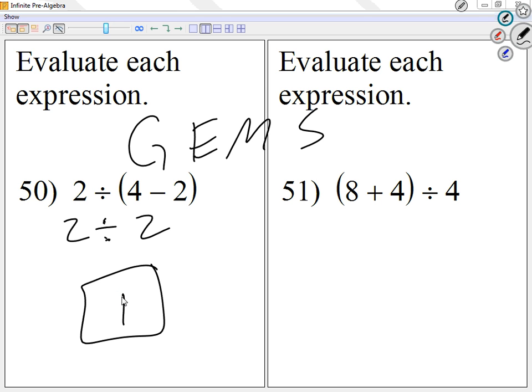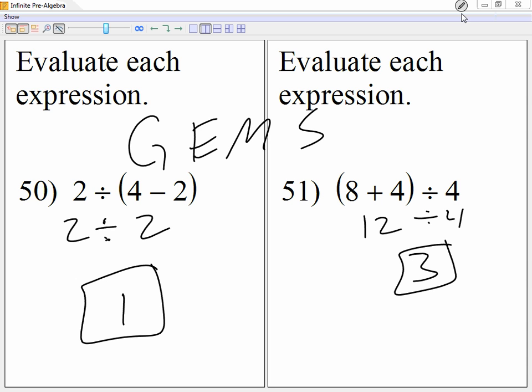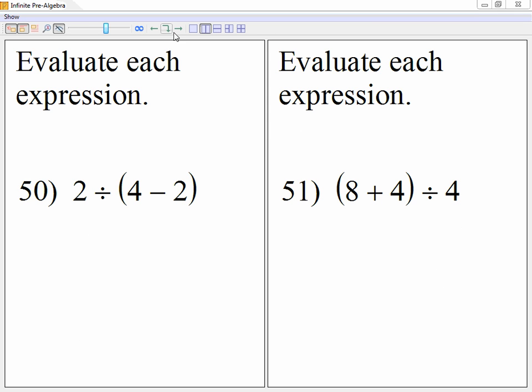I see number 51. I see a group, 8 plus 4. That's a group. I'm going to call that 12. So then I have 12 divided by 4, which is better known as 3. But once again, addition and subtraction, we do it at the end unless it is in a group, and we go from left to right.